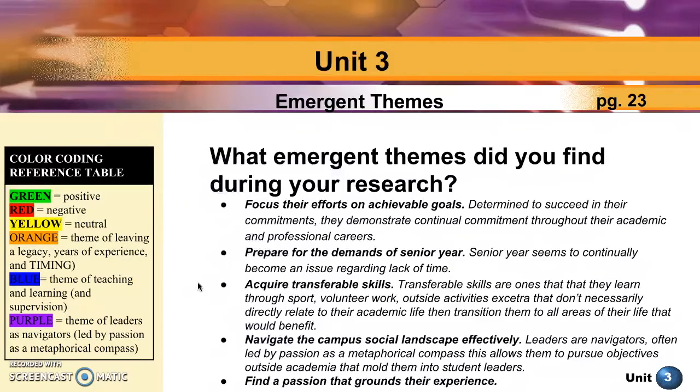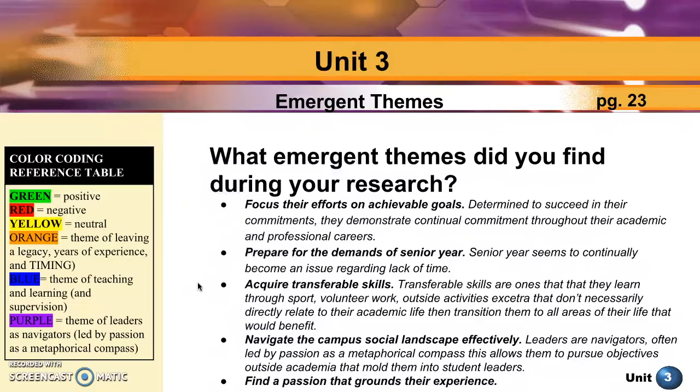We also found that it was difficult for them to navigate the campus social landscape effectively until they became a leader. Leaders are negotiators, often led by a passion that's a metaphorical compass that allows them to pursue objectives outside of academia and then mold them into student leaders throughout the campus. And finally, we found that it was a very common theme from all of our informants that student leaders had to have passion. The passion always had to outweigh the struggle to be a student leader.